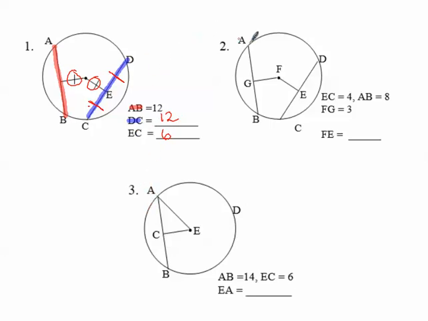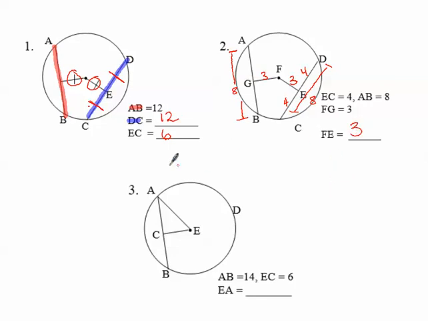Now if I look at number 2, EC is 4, AB from A all the way to B is 8, and FG is 3. So since this is 4, this is also 4. Now these two chords are congruent because from D all the way to C is 8. So that means that they have to be the same distance away from each other. So FE equals 3.